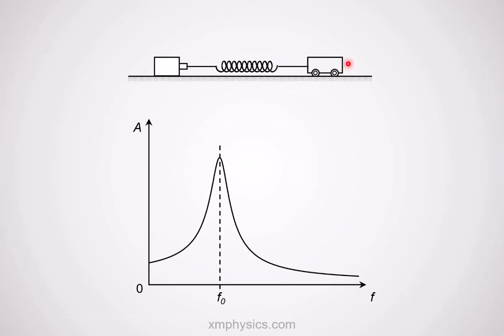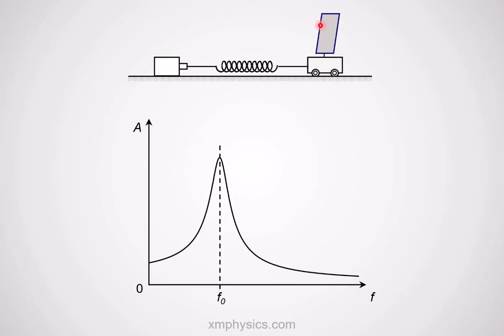So in this question, we have a cart which is attached to a spring, which is attached to this oscillator. When this oscillator is jiggling the spring left and right, the cart also goes into simple harmonic motion. And we're provided with the graph that shows how the amplitude of the forced oscillation varies with the frequency of the driving force. So what happens when we attach a light cardboard onto the cart?